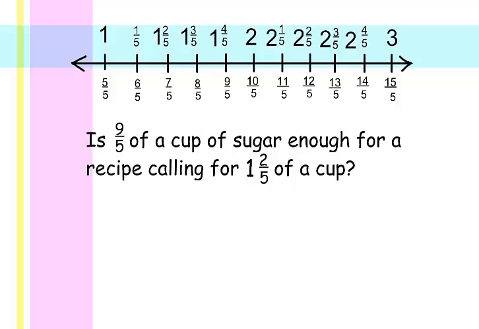Using the same number line, let's look at this situation. Is 9/5 of a cup of sugar enough for a recipe calling for 1 2/5 cups of sugar? Well, here is 9/5. Here is 1 2/5. So is 9/5 enough? In this case, yes, because it is larger than 1 2/5.